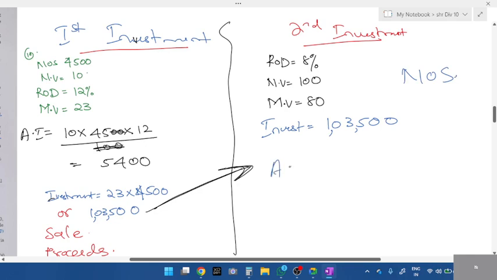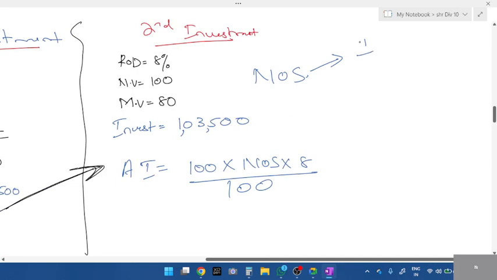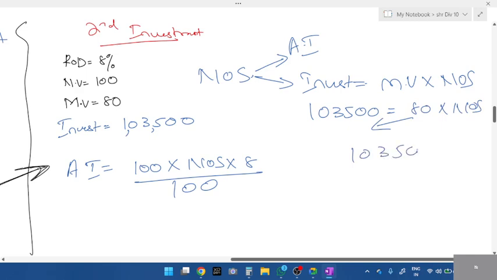Number of shares is missing. Let us calculate annual income. What is annual income formula? Be quick. Into number of shares. What is missing here? Okay, number of shares. We have two formulas. What are the two formulas? We can calculate. Very good. Annual income and investment. Which value we have? Annual income or investment? We have investment. Use investment formula. What is investment formula? What is investment we got? What market value? When you divide, what you get? 103500 divided by 80. Is it clear? All of you understood?